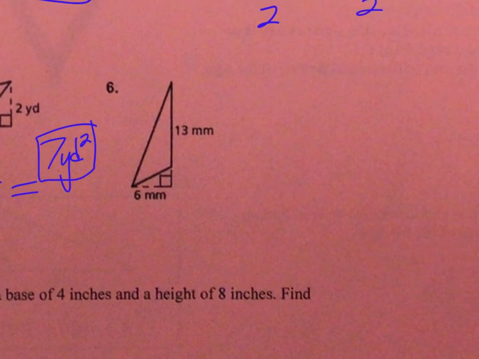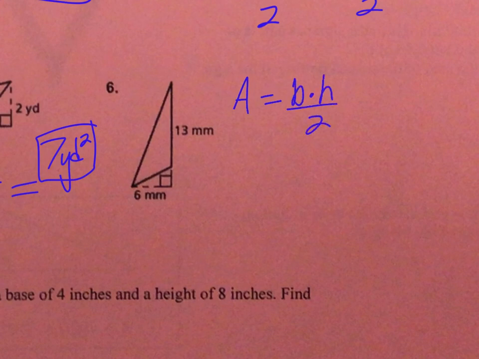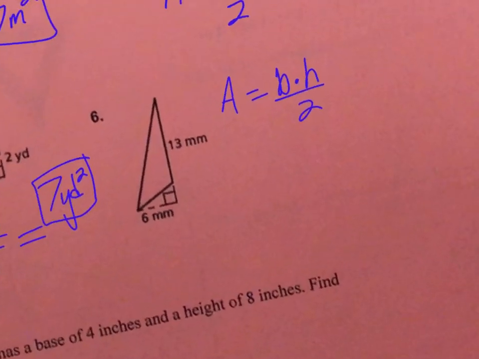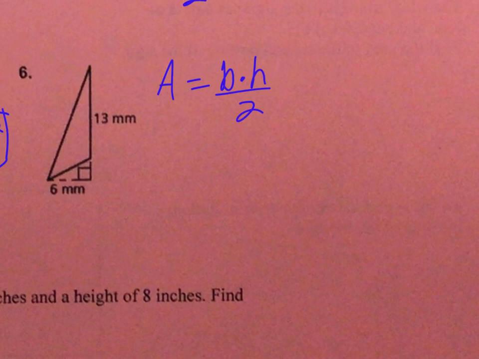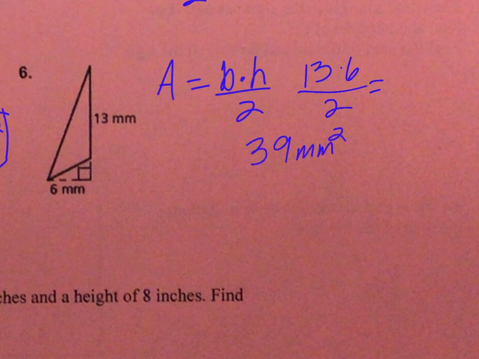Let's look at number 6. Again, area equals base times height divided by 2, where you have a base of, and again, you can shift this to take a look at it that way. We have a base of 13. We have a height of 6. We're going to divide it by 2. Use the calculator. 13 times 6 divided by 2. And we get 39. So we have 39 millimeters squared.